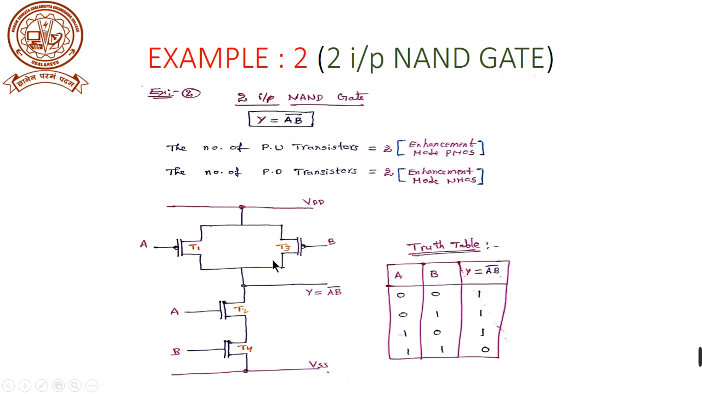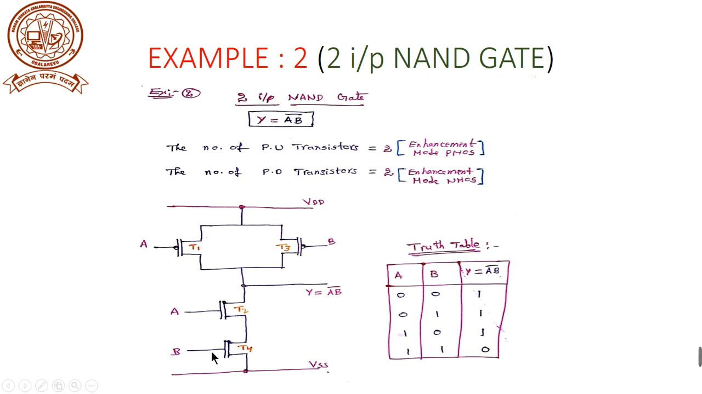For the pull up logic, we have two input variables A, B, and the operation should be an AND operation between A and B, that is the product. That means the PMOS transistors are always connected in parallel while an AND operation is performed. Parallel means here the drain of T1 and drain of T2 should be shorted, and the source of T1 and source of T3 should be shorted. That is about the pull up logic.